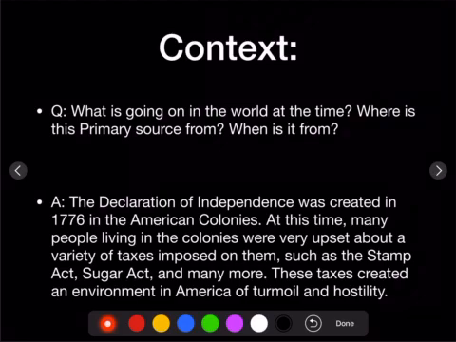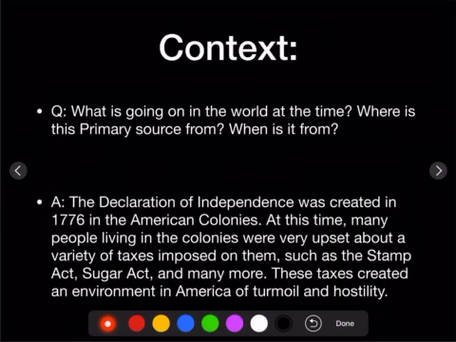So in 1776, the people living in the colonies were really upset about a variety of taxes imposed on them. The Intolerable Acts, the Stamp Act, the Sugar Act, there were lots of them. And they didn't have any representation in Parliament, which means they didn't get the right to vote. So people are very frustrated in the American colonies at this time because they aren't really given any rights. This is going to create an environment of hostility, conflict, and turmoil, of people who are trying to fight against the system.